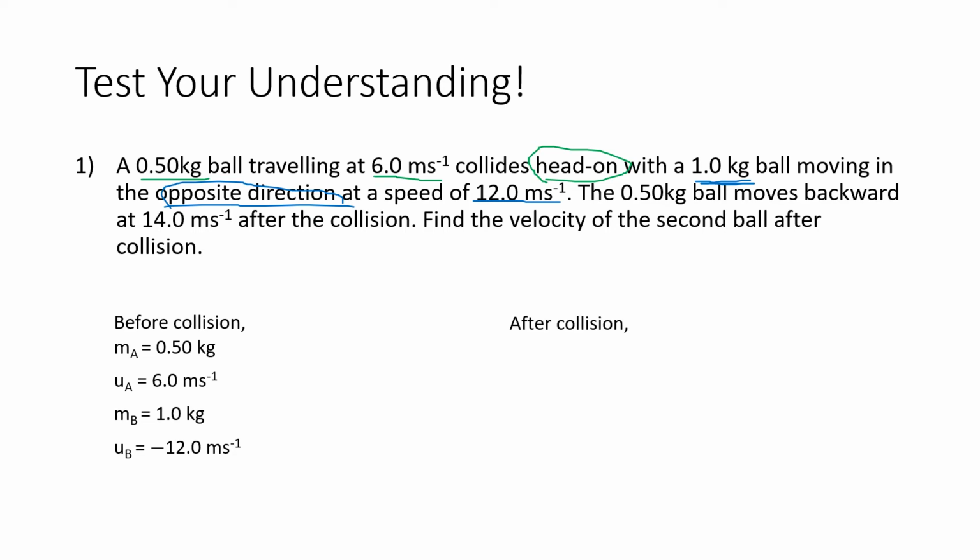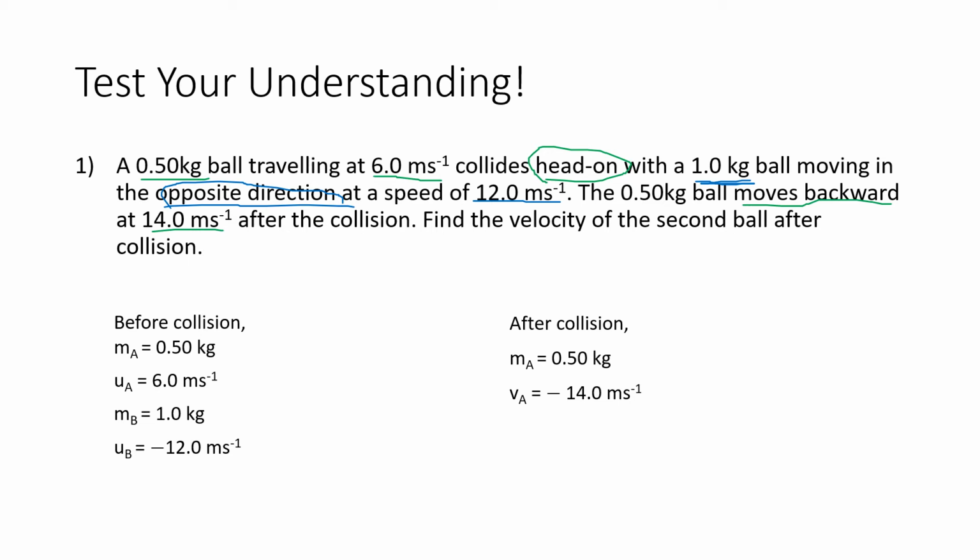Now the situation after collision. After collision, we still have mass of ball A, 0.5 kilogram. And this ball A, after collision, moves backward at 14 meters per second. So the final velocity for ball A is negative 14 meters per second.